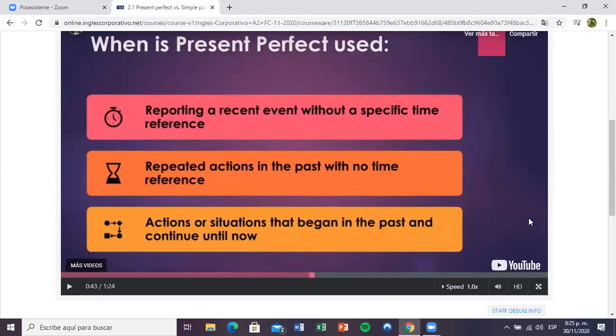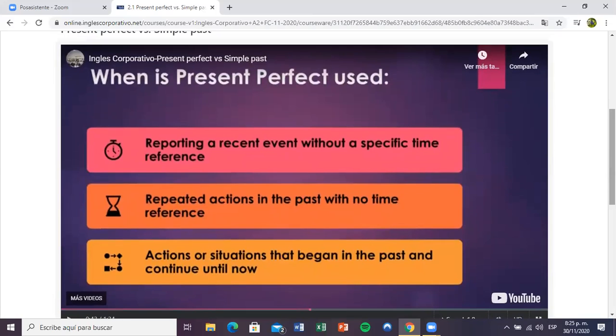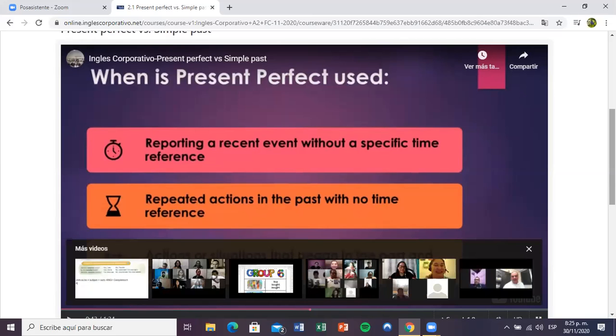Sorry, one more time. Are there any parts that were not clear? I'm going to put this in the chat because I think this is an important part of the lesson, which is specifically the idea of when do we actually use the present perfect. This is a good little image reference. We usually have these concepts. We use the present perfect for one, an action that doesn't have a specific time, so we don't know when it happened. We use the present perfect for actions that repeat in the past. Or three, actions or situations that began and continue to now. These are normally the ideas that we have for the present perfect.